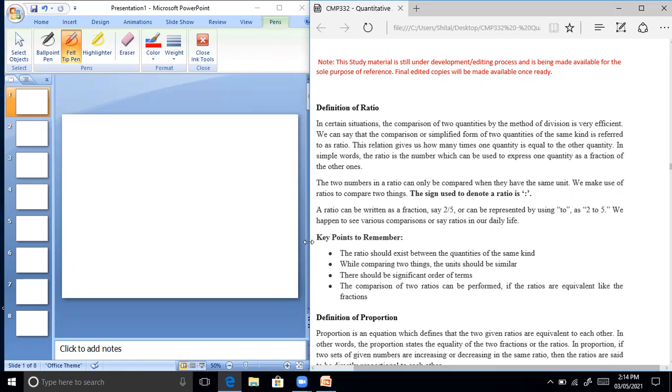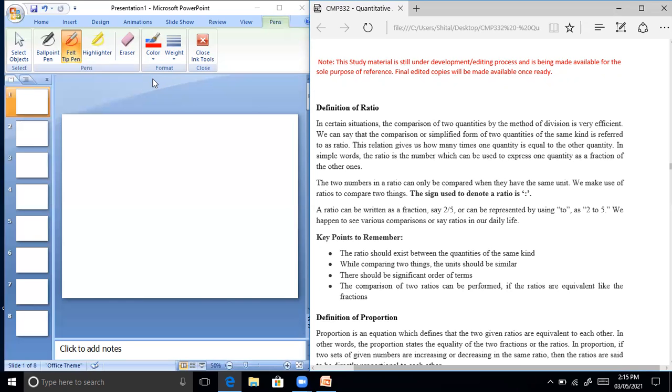The sign used to denote a ratio is colon, the vertical two dots. A ratio can be written as a fraction, say 2 by 5, or can be represented as 2 to 5. We happen to see various comparisons.